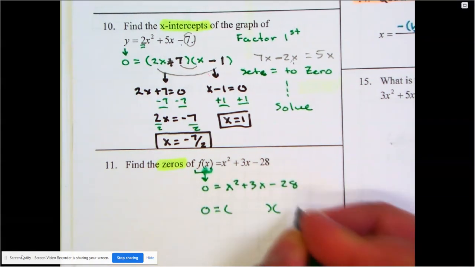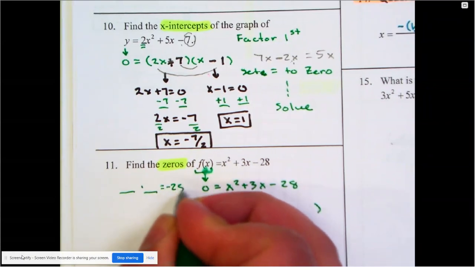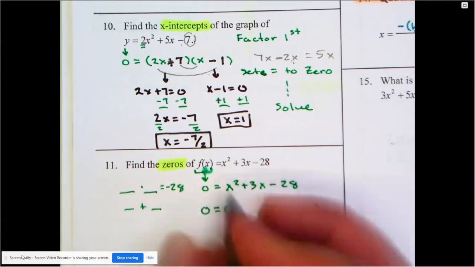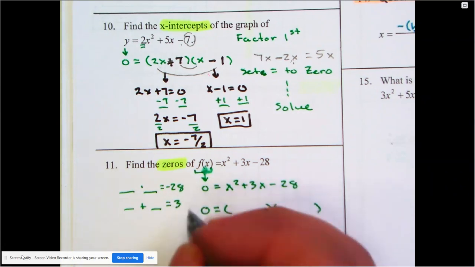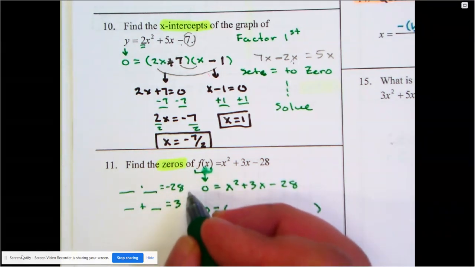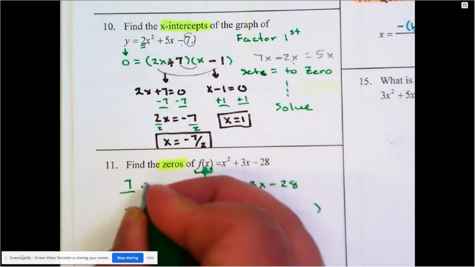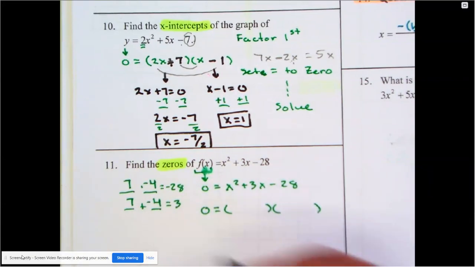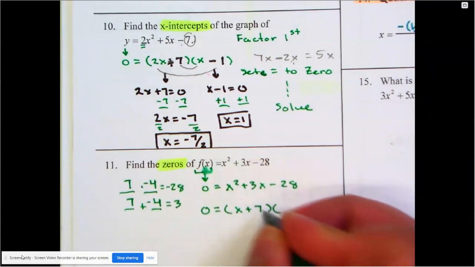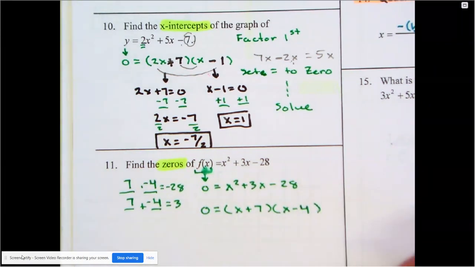Now, this one's a little bit easier. We can see that I need two numbers that multiply to give me a negative 28, and two numbers that combine to give me a 3. We know one's a positive and one's a negative. So let's see, 28. That's 7 times 4, but I want a positive 3. So it's positive 7, negative 4. So I have x plus 7 and x minus 4.